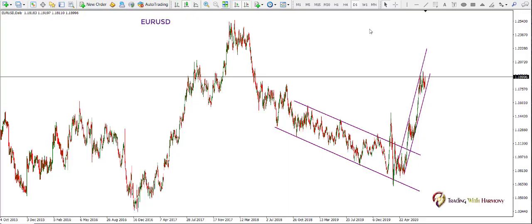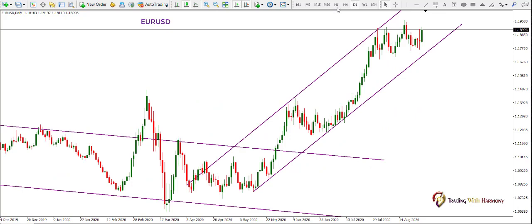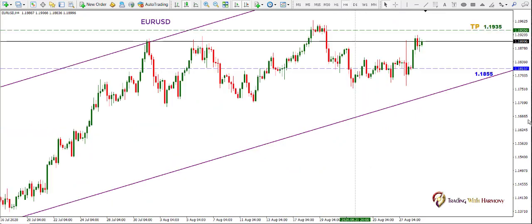Euro dollar. So in the euro dollar, we can see here that the bulls are in play in the day candle. So let's go into the actual 4-hour and have a look at our setups.